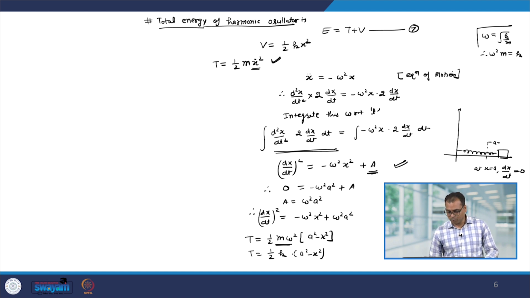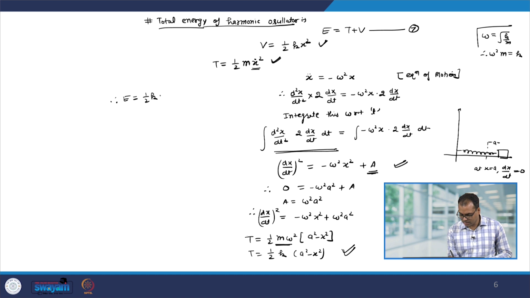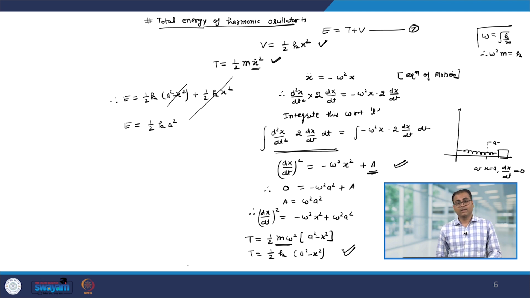Okay. And let us put the kinetic energy and the potential energy in equation number 7. So, E will be T, T is half k a square minus x square, plus V, V is half k x square. This will get cancelled with that and we have E equal to half k a square. Okay. So, therefore, the total energy of the harmonic oscillator is independent of x.